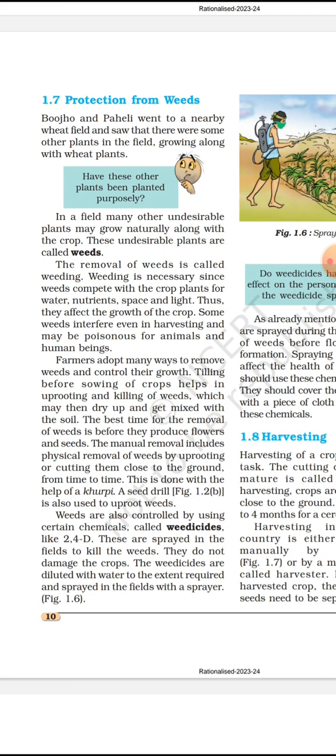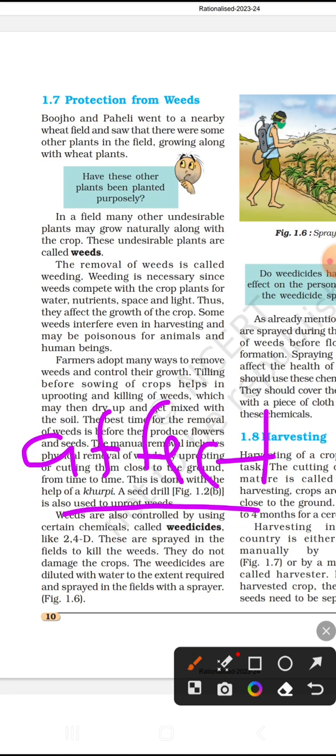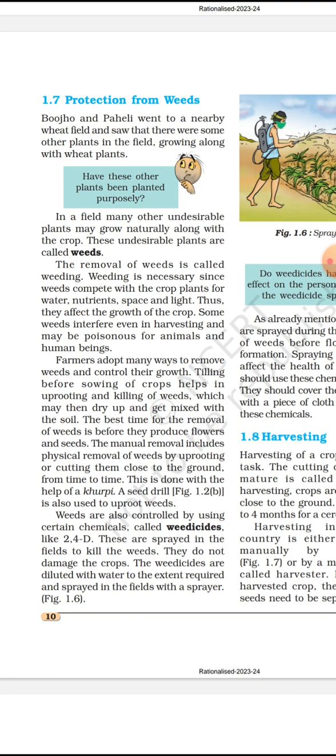The best time for removal of weeds is before they produce flowers and seeds. Why before only? Why can't we do it after? Because suppose we spray chemicals after the production of vegetative growth, it will affect the vegetative products like flowers and fruits, and they will get spoiled. So we should not do that. We should do this before only.